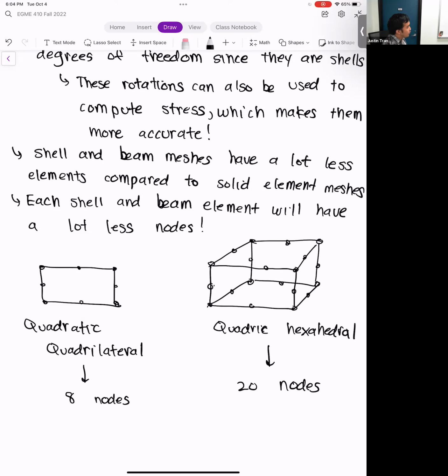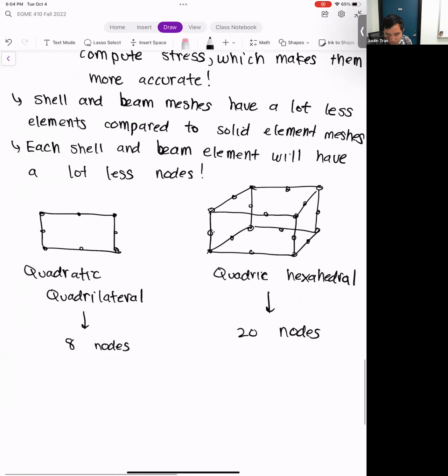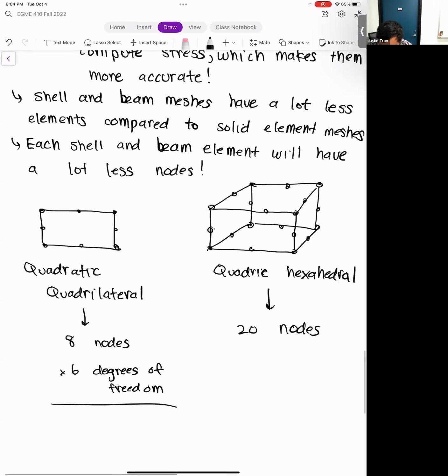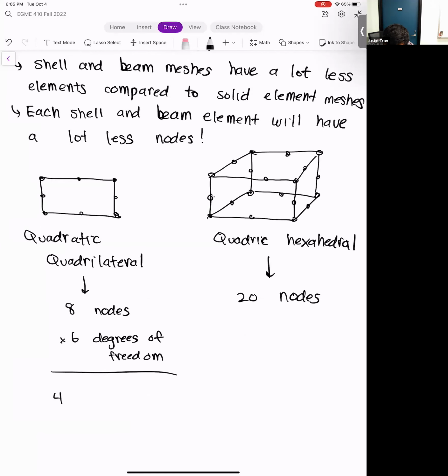And so even though we're computing more per node here, right? We know that for a shell element, we're computing 6 degrees of freedom per node. That's the XYZ deformations and the XYZ rotations. And so per element, you can see that there's a total number of 48 degrees of freedom.